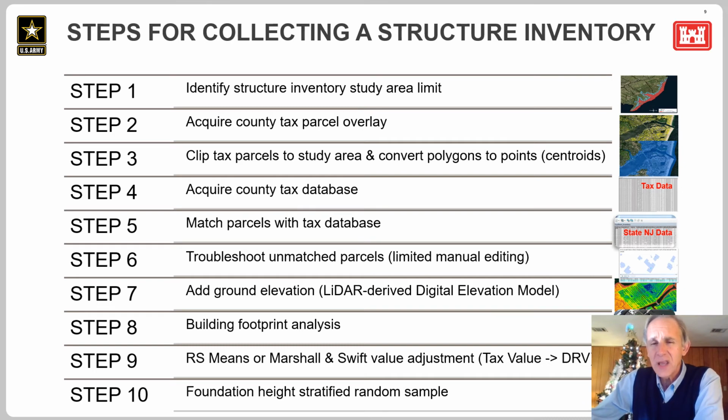You add the ground elevation, the LiDAR derived from the digital elevation model. The key thing here is for the ground elevation that you use for your structures to match the ground elevation used for the stages. Otherwise, your depths are off and your damages really are nonsensical. Building footprints, so you can measure how large a building is, take an adjustment for overhang and use a depreciated cost per square foot in order to get the total value, and for that RS Means, or Marshall and Swift, is used. Tax values are very rarely used because remember, our values are based on depreciated replacement cost, and tax values may not reflect depreciated replacement costs.